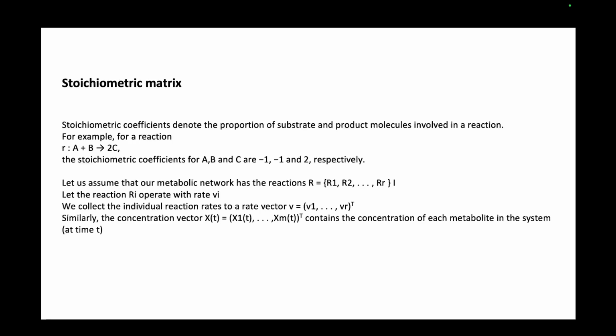Now, if you assume the metabolic network has R number of reactions, R1 to RR, then the reaction Ri operates with a velocity or the rate Vi. And then you collect individual reaction rates into a rate vector, which is the transpose of V1 to Vr. Similarly, the concentration vector is also there, x1 to xt transpose.